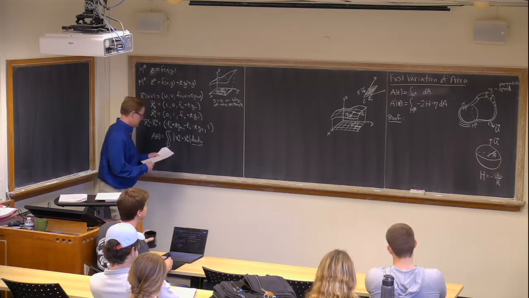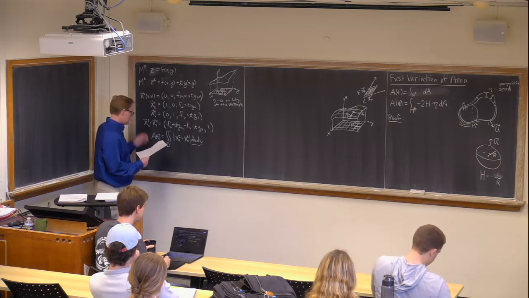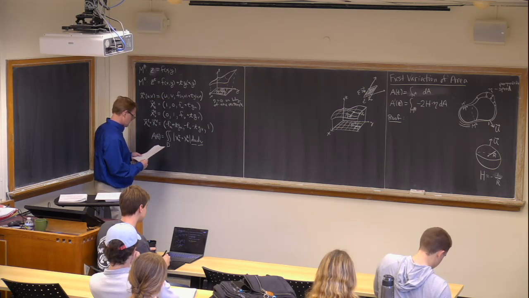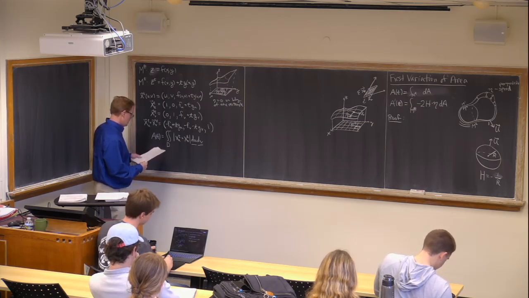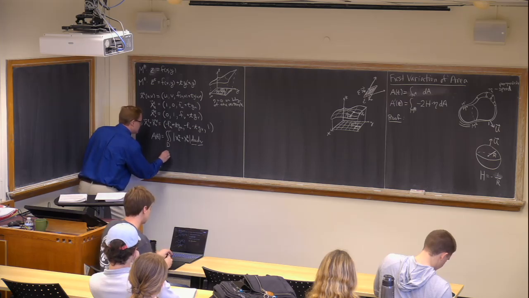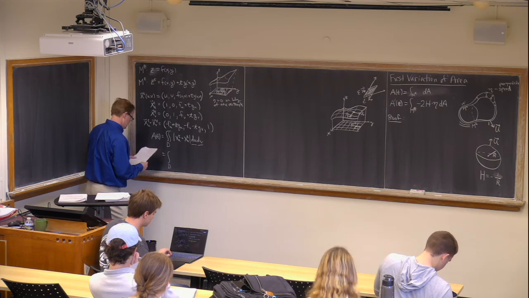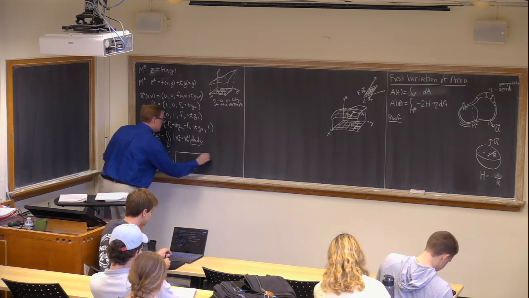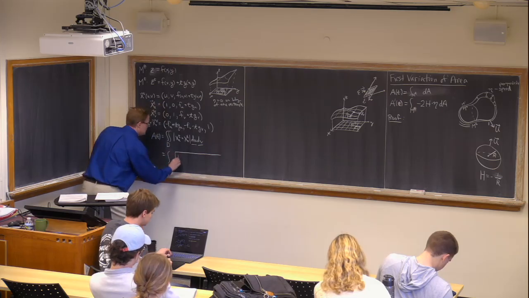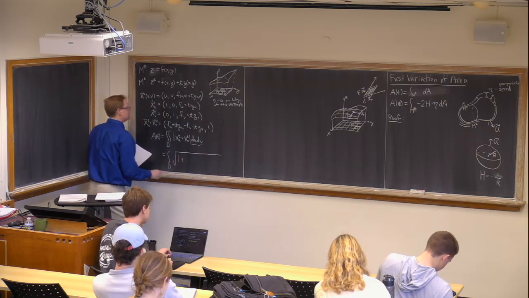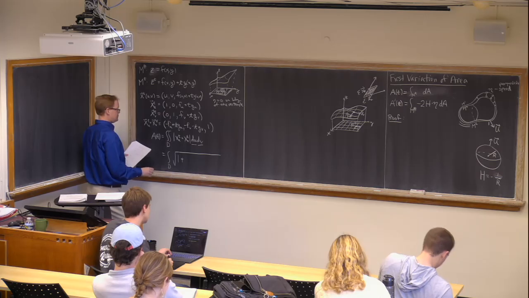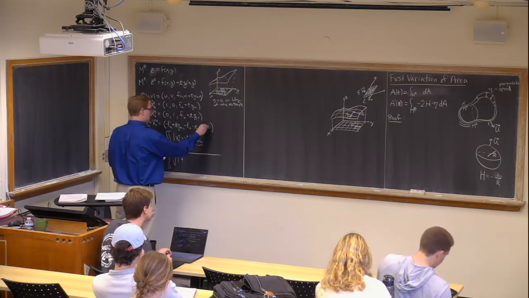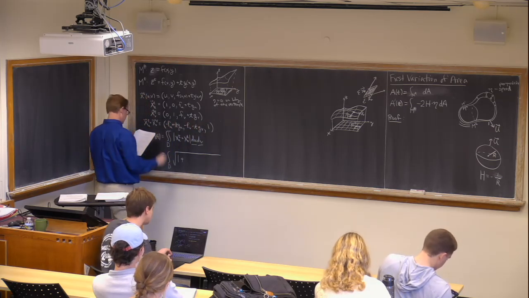All right. And so then we can plug in here. And so then we get the integral over D of the length of this thing, which is the square root of 1 squared plus this squared plus that squared, right?